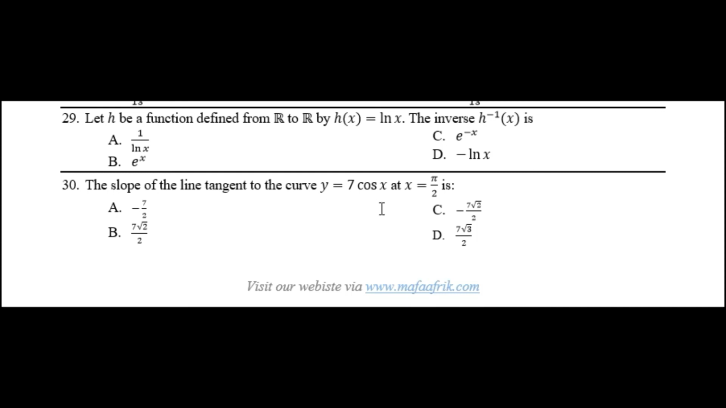So maybe I made a mistake while typing the equation. I don't know if it was pi on 4 or pi on 3, but anyways, I'm going to give that in the comment section after verifying the question again.